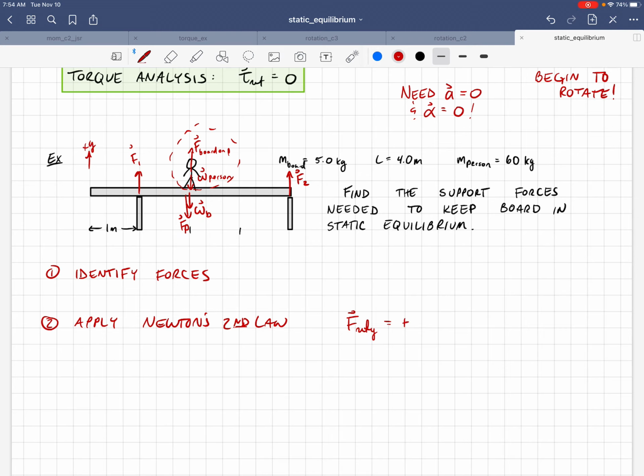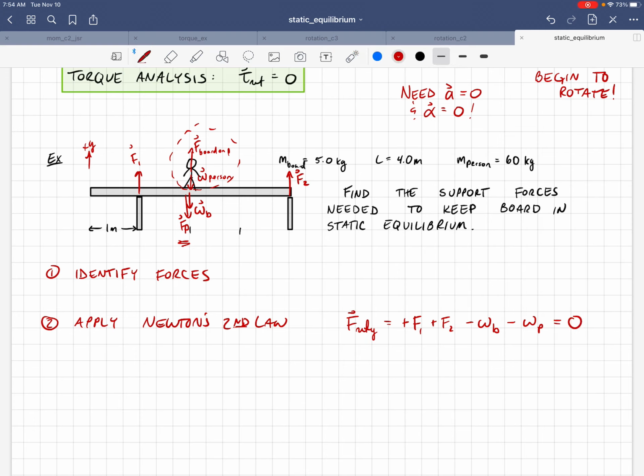The net force has to add up to ma, and in this case we need to be in equilibrium, so we're going to set that equal to 0. So I've got plus F1 because it's up. I've got plus F2 because that's also up. I've got minus the weight of the board, and then minus the weight of the person. Again, this is actually the force of the person pushing on the board, but from our analysis of the person, we know that that's equal in magnitude to the weight of the person. And then this has all got to add up to, again, ma, but since we're in static equilibrium, that's got to add up to 0.